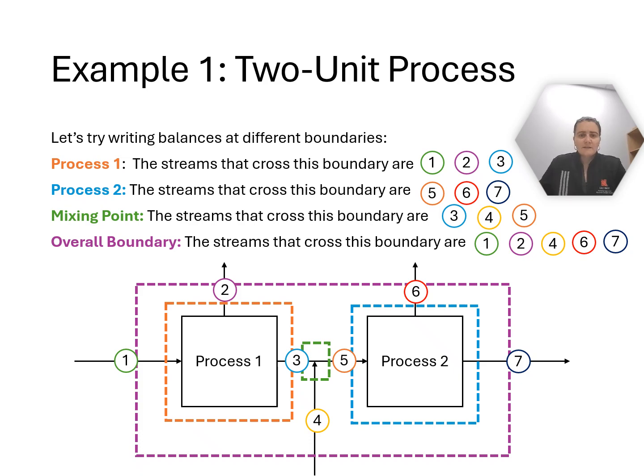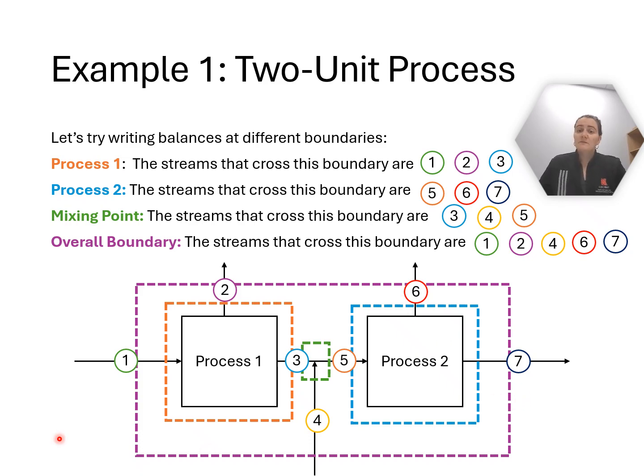So we're going to try and write balances at different boundaries. So if we look at process number 1, the only things that cross this orange line are 1, 2, and 3. So if you write a balance on process 1, your only subscripts should be 1, 2, and 3. Now let's look at process 2. If we're in process 2, 5, 6, and 7 cross that boundary. If we're at the mix point, which is green, 3, 4, and 5. If we're at the overall boundary, 1, 2, 4, 6, and 7.